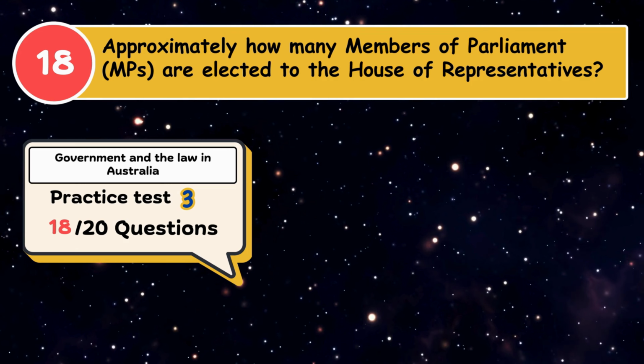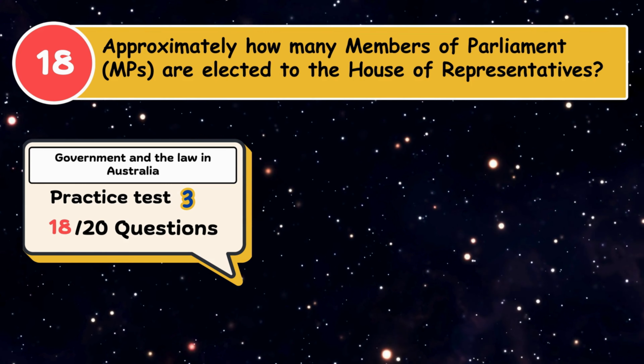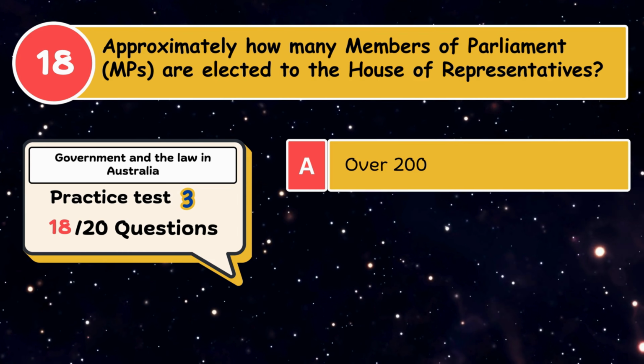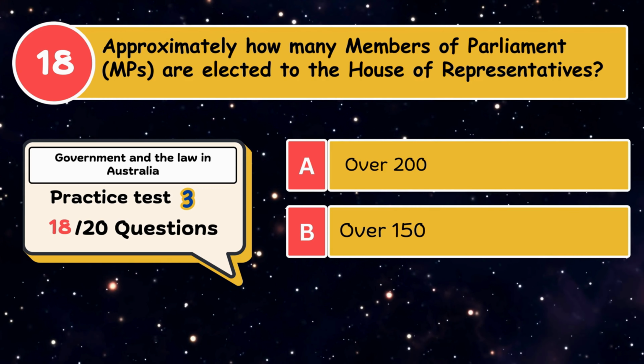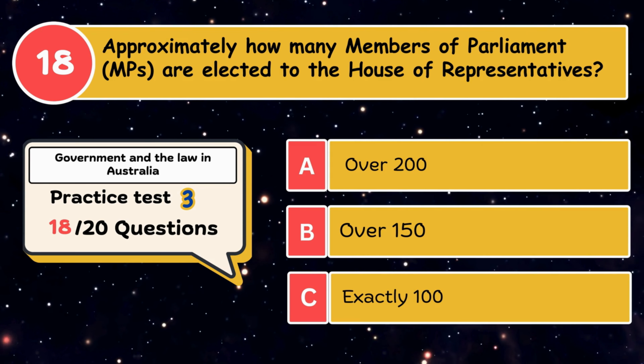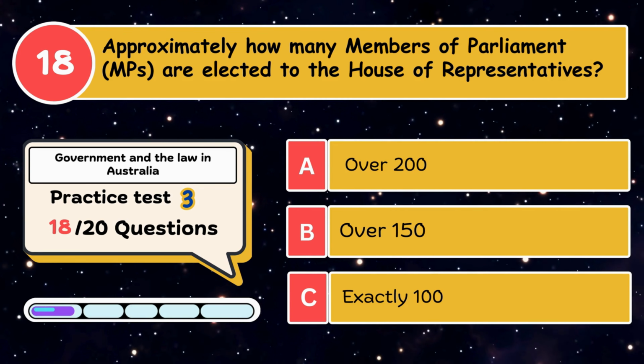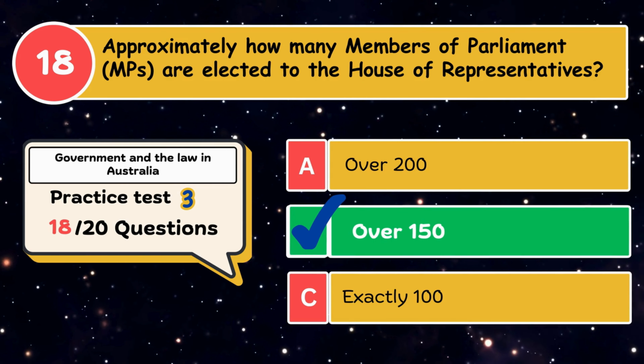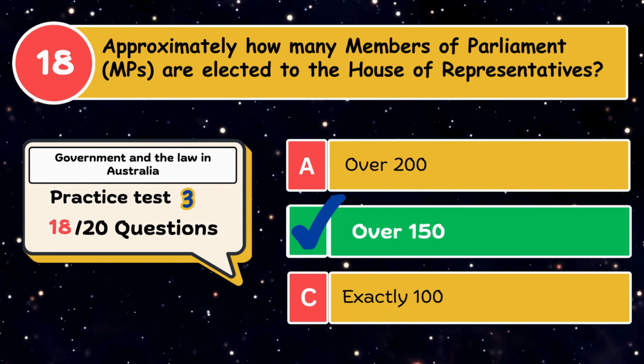Approximately how many members of Parliament, MPs, are elected to the House of Representatives? A. Over 200. B. Over 150. C. Exactly 100. The correct answer is over 150.